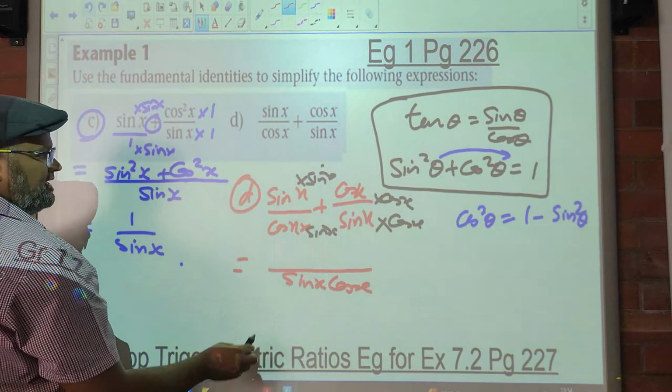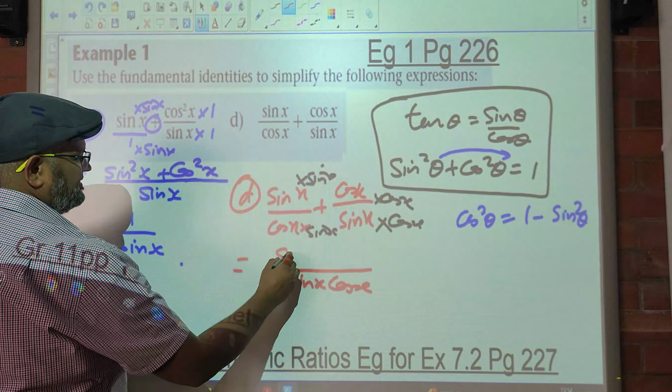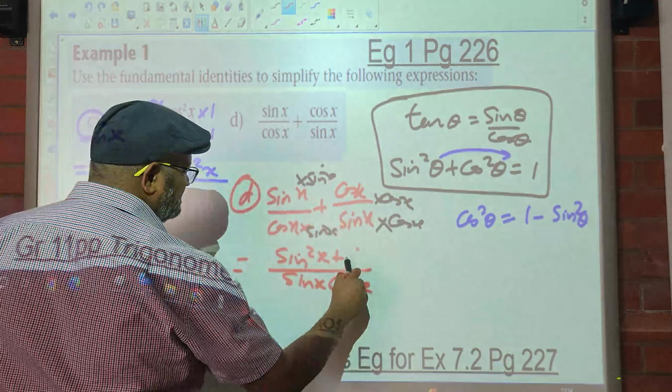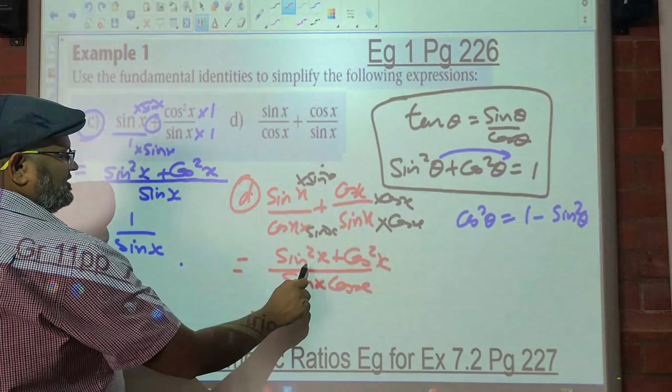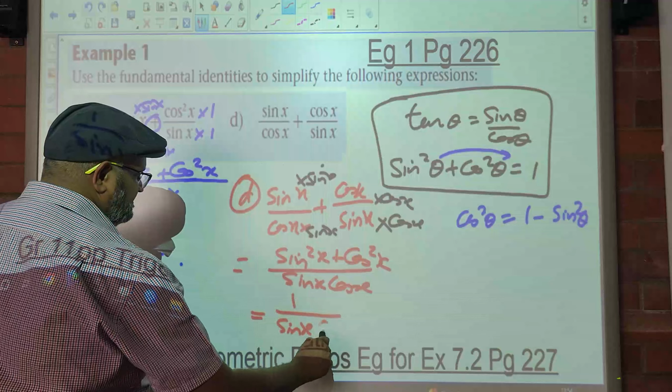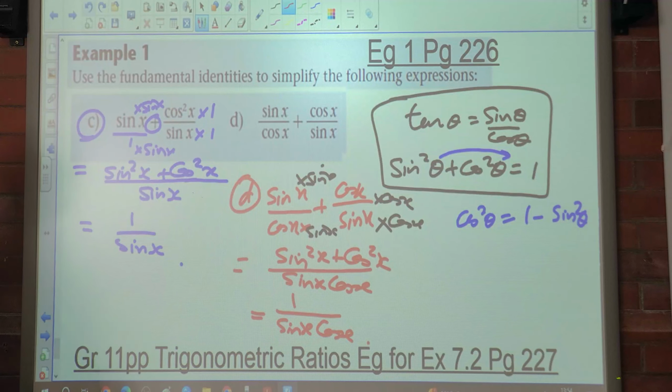Okay. So sine x times sine x? Sine squared x plus cos x times cos x? Cos squared x. And what is sine squared x plus cos squared x? Is 1 over sine x cos x. Yes? Why doesn't the x become squared? Because it's multiplying no, 2 x's. Look at that. He's asking why doesn't the x become squared? Yes, Luditi? Good question.